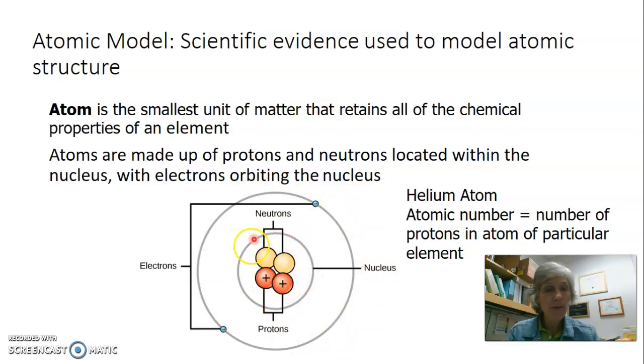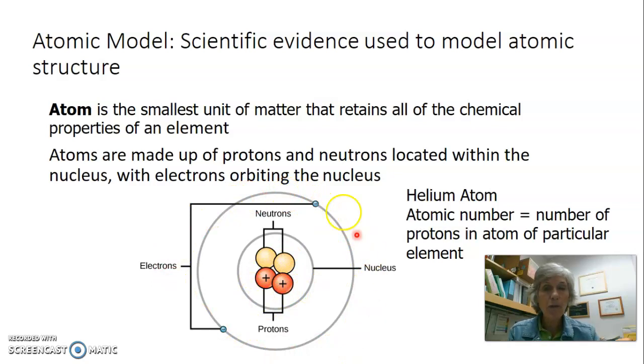They have subatomic particles in them, and they function as an individual unit, and they have specific properties based on the element. This is showing a helium atom, and there are 2 protons and 2 neutrons. Neutrons have no charge, protons have a positive charge.